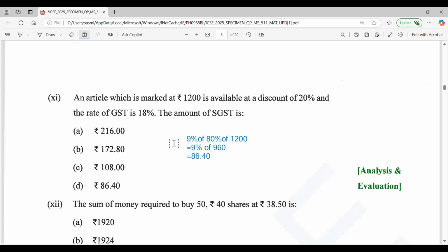So the answer is 9% of 80% of 1200. That is 9% of 960, since 80% is 80 divided by 100, times 1200, which is 960. 9% of 960 is 86.40. So the answer is D. Now come to the next one.